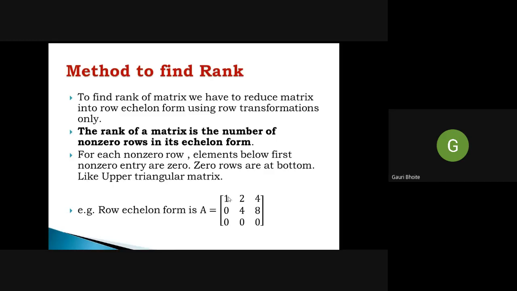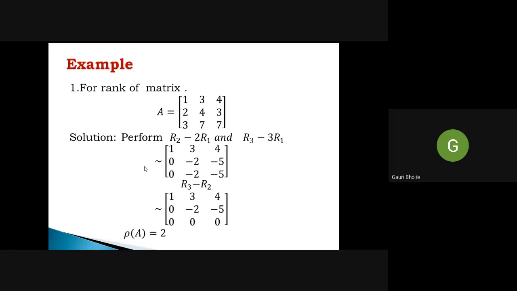For the first row, 1 is the first non-zero entry, so the elements below it are 0. For the second row, 4 is the non-zero element, so the element below 4 is 0. These two are non-zero elements and the elements below them are 0, or roughly it is an upper triangular matrix. Now, to reduce any matrix into row echelon form we use row transformations. Let me recall how we reduce a matrix into row echelon form.